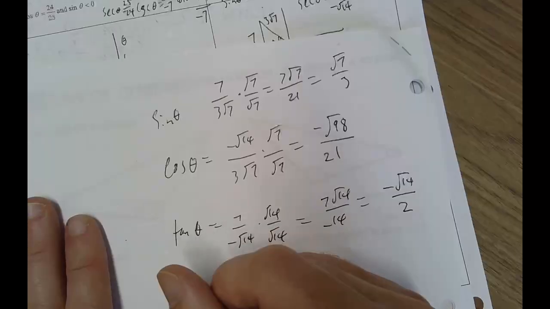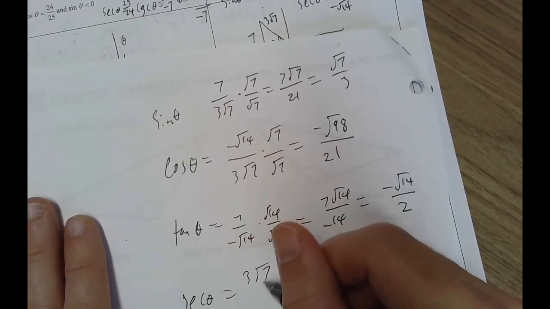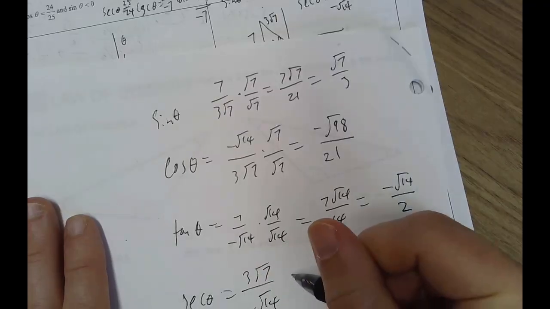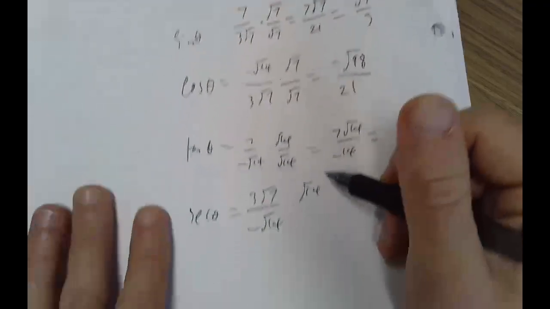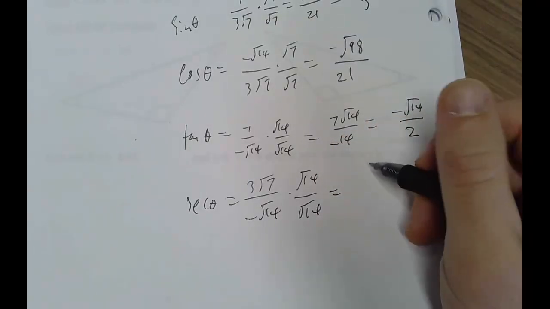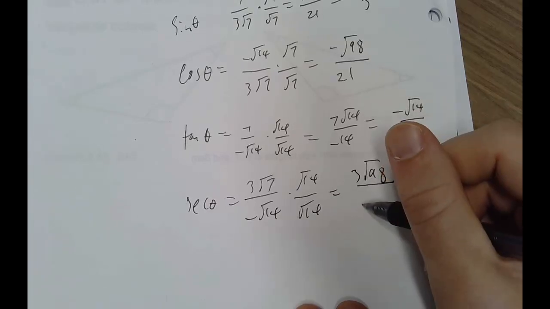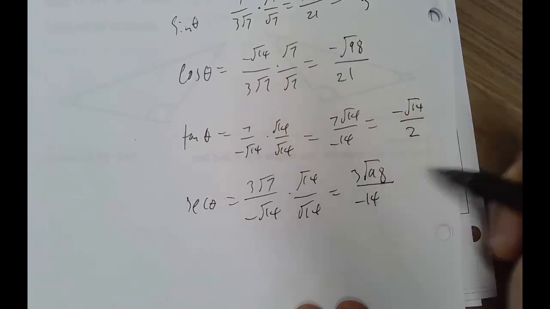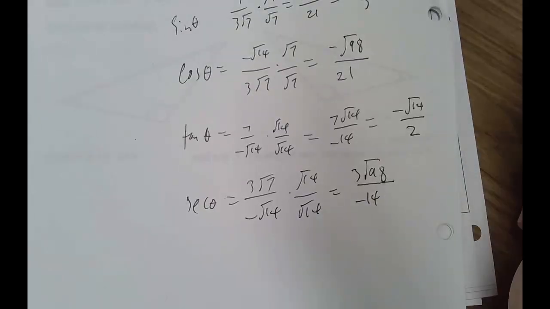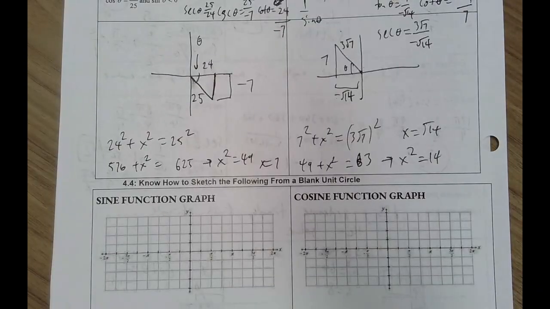Cotangent is fine, and secant theta is 3 root 7 over negative root 14, multiply top and bottom by root 14, and you'll get 3 root 98 over negative 14. And that's it. I can't do anything more there. Okay, those are done. Now we're done with 4.3. We're going to move on to graphing.